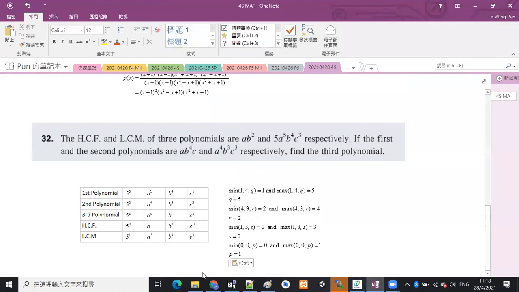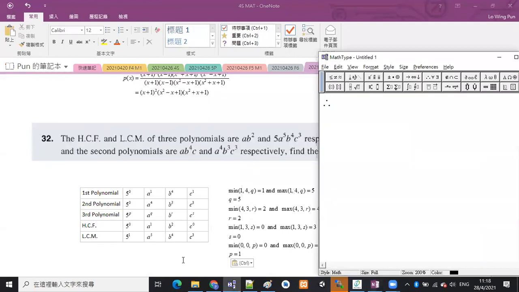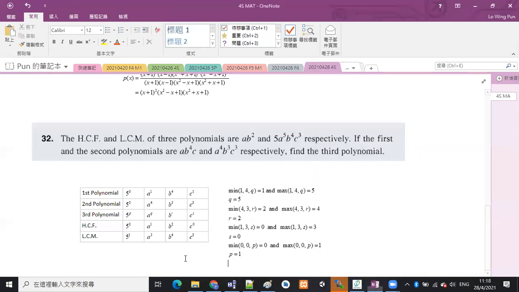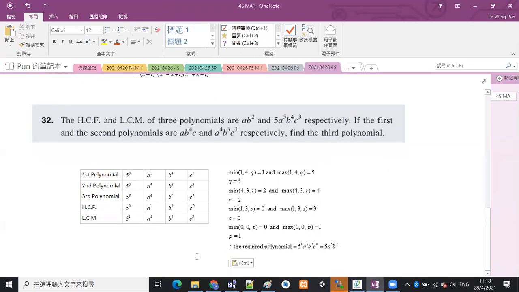p is equal to 1, which means that the required polynomial is equal to 5 to the power 1 times a to the power 5 times b to the power 2 times c to the power 0. You get this? And then simplify this, and it should be 5 a power 5 and b squared. No c term. That is the final answer.